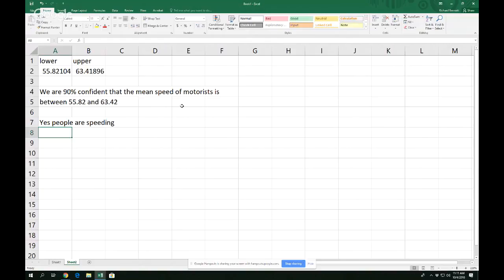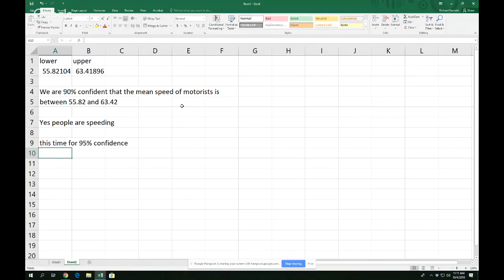Would it be 5? 5 that it's under the speed limit, and then the other 5 that's even more? Yeah, 5 on each end. So that'd be 5% below the speed limit. We're 90% confident that the true mean is between 55.8 and 63. Okay, so that's for 90% confidence. Let's do it again, this time for 95% confidence.